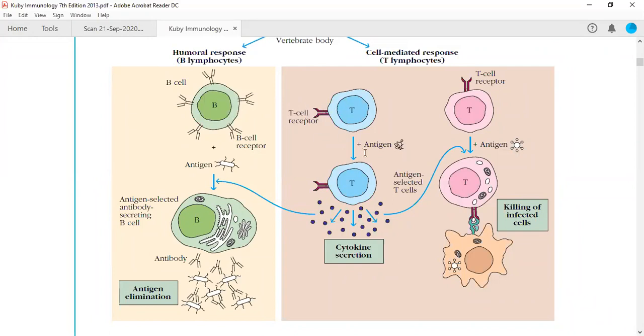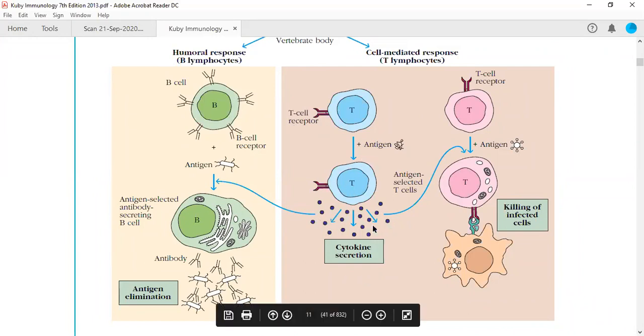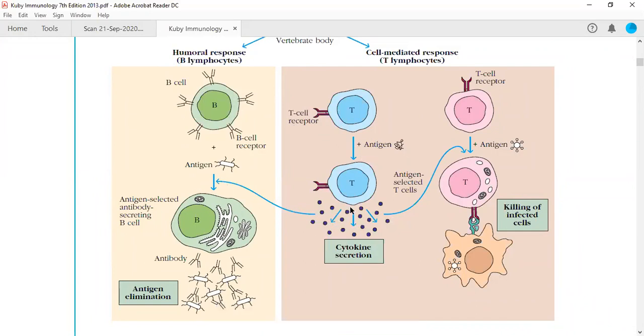T helper cells, once recognizing the antigen, will be activated and will secrete a large number of cytokine molecules. These cytokine molecules will have two functions. Either they will activate the B cells so that they can proliferate and differentiate, or they will make some cytokines which will activate the T cells themselves, right? Generally, interleukin 4 is responsible for activating the B cells. Interleukin 2 is responsible for inducing the T cells.